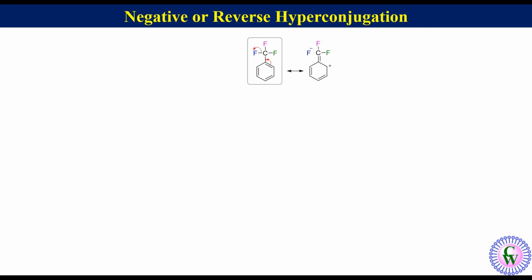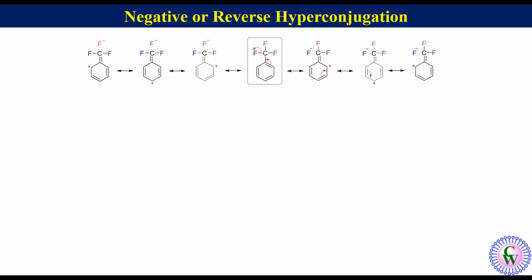This pi bond can delocalize to give another structure. Delocalization of this pi bond can give one more structure. Similarly, breaking the sigma bond with the pink colored fluorine atom can give these three hyperconjugative structures, and breaking the sigma bond with the green fluorine atoms can give these three more structures.